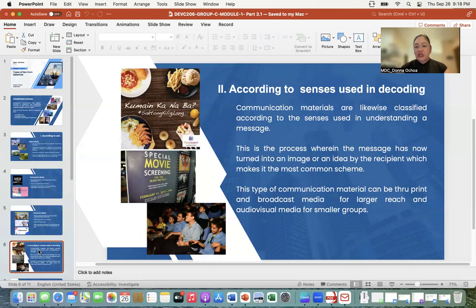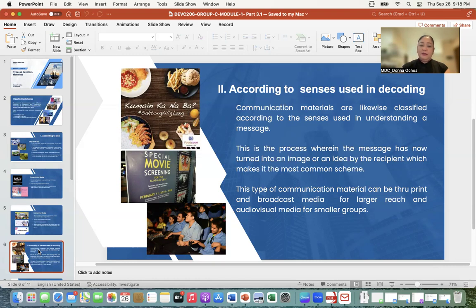This type of communication material can be through print and broadcast media for larger reach, and audiovisual media for a smaller targeted group. I believe the TV and ad campaign of SM Supermalls using the tagline, "Kumain ka na ba?" is very befitting because it evokes a certain emotion to the receiver. It evokes the idea of food, the idea of hunger, and then the posing of the question, there is a call to action.